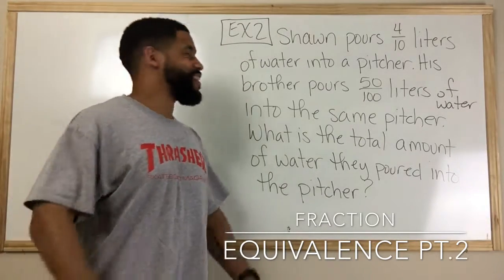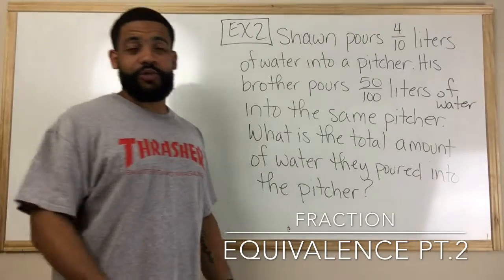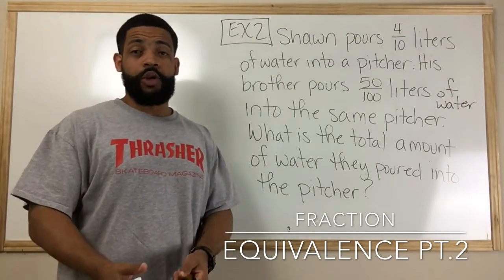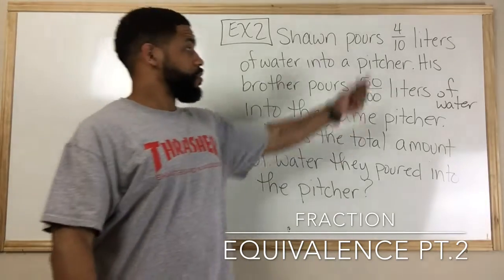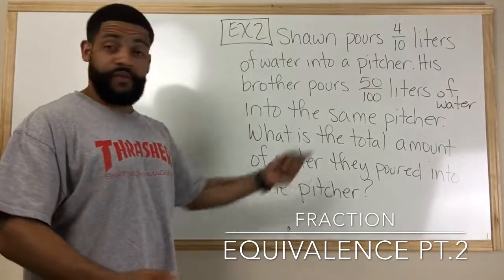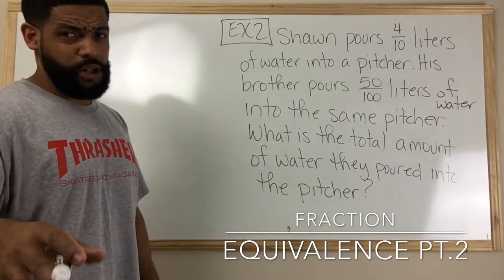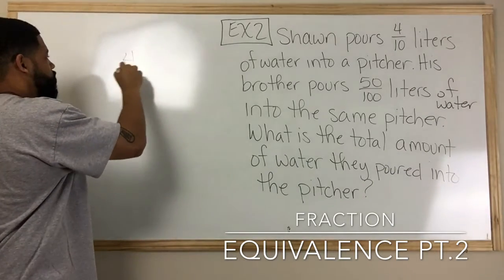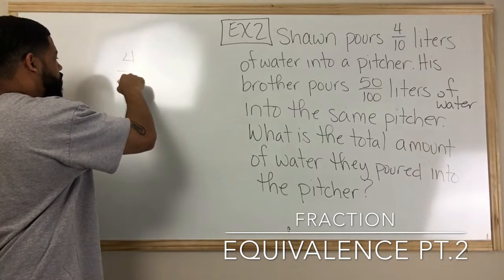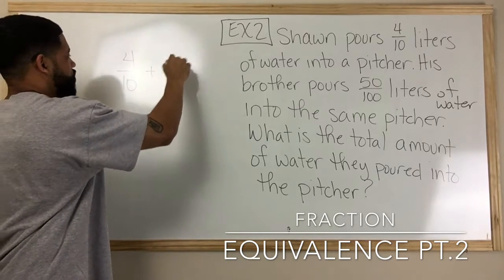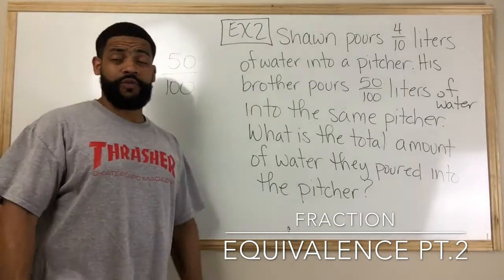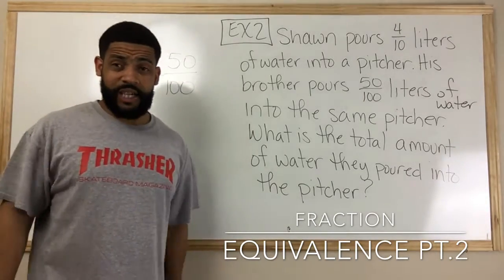I love those moments. So basically what we have to do is, as you can see, if we're trying to find the total amount of water that they poured into the pitcher, we need to basically add the 4/10 liters with 50/100 liters. So let's go ahead and write our equation. I always want to write your equation for it first. So we have 4/10, and we want to add that to 50/100. Now we know in order to add two fractions, they have to have the same denominator.